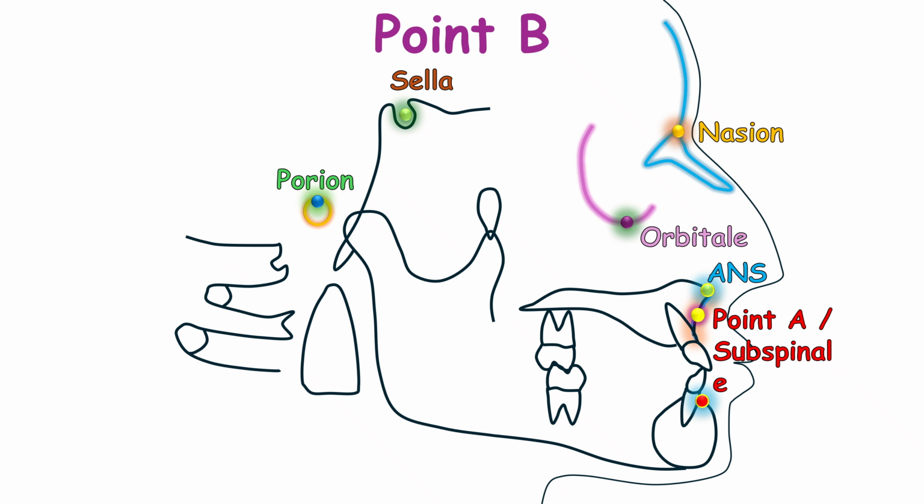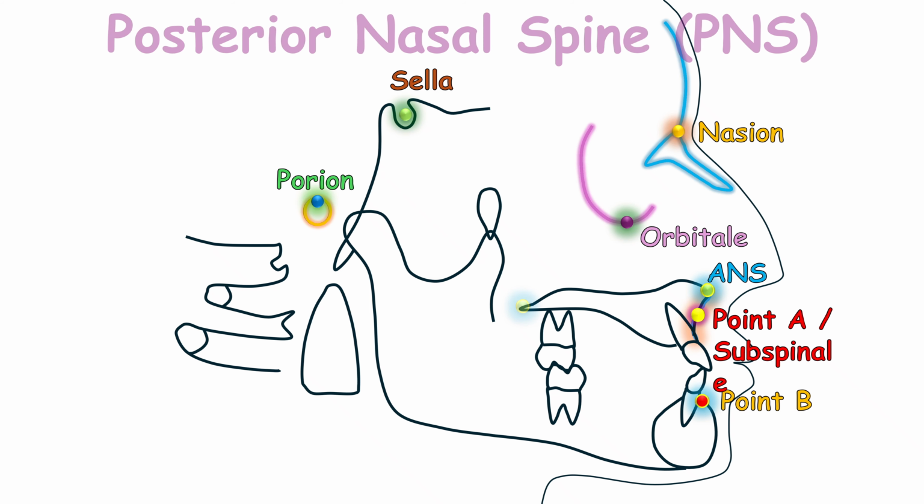Point B. Point B is the deepest point in the midline between the alveolar crest of mandible and the mental process. It is also called as Supramentale. Posterior nasal spine. In short, it is called as PNS. It is formed by the intersection of continuation of anterior wall of pterygopalatine fossa and floor of nose. Marks the distal limit of maxilla.